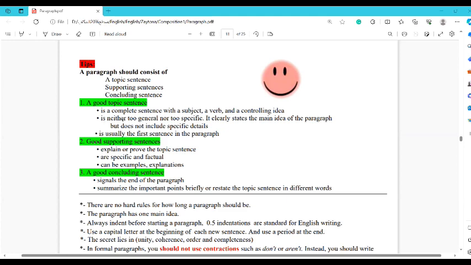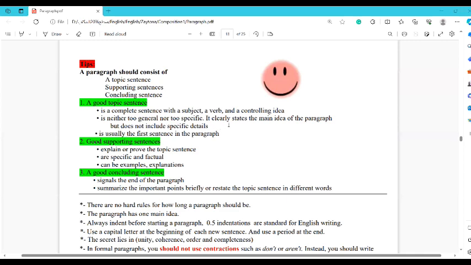Number two is neither too general nor too specific. Not too general and not too specific. Okay, it must be direct, simple and certain. It clearly states the main idea of the paragraph but doesn't include specific details.